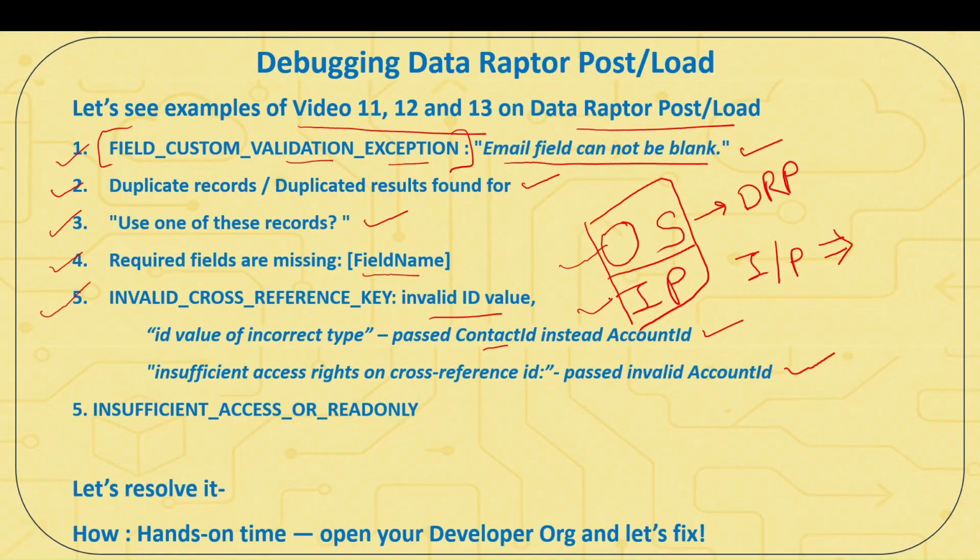In those videos also, I will explain how you need to follow these steps to debug these components or DataRaptors as well. There is one more: insufficient access or read only. The message of this error itself shows this is regarding access, which we can easily check: what record we are going to insert or update, and whether the logged in user or running user has access on that object field or not. Accordingly, this can be fixed. Now these are some sample errors when we work on DataRaptor post or load, and this is how we can fix them.